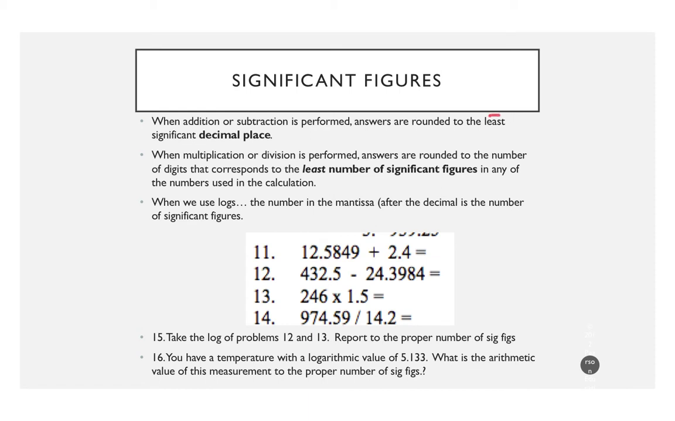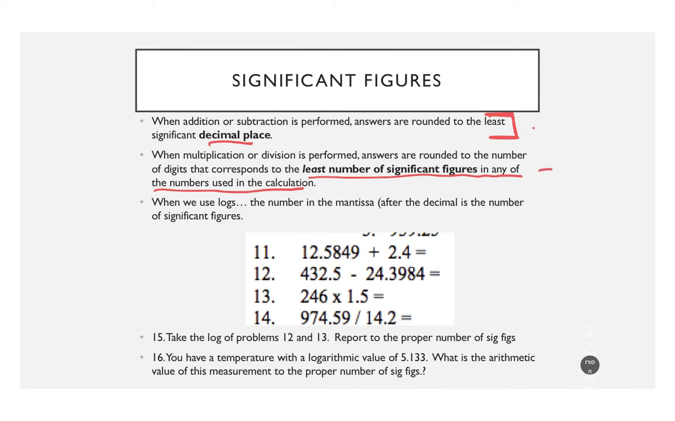Okay, when we add or subtract 2 measured numbers, the answers are rounded to the least significant decimal place, or in other words, how many significant figures are there after the decimal? We round to that place. If we do multiplication or division, the answers are rounded to the number of digits that corresponds to the least number of significant figures of any of the numbers used in the calculation. So for this one, it's least number after the decimal point. For this one, it's least number of significant figures total.